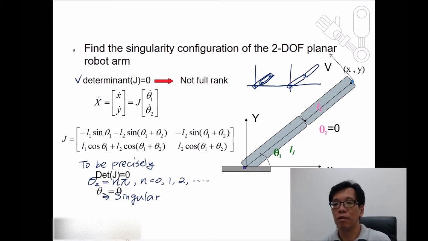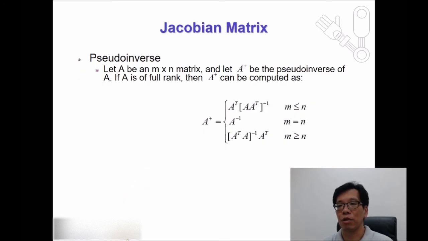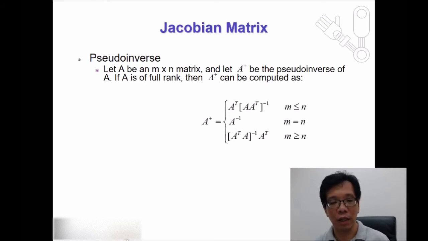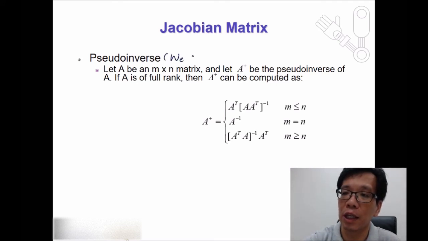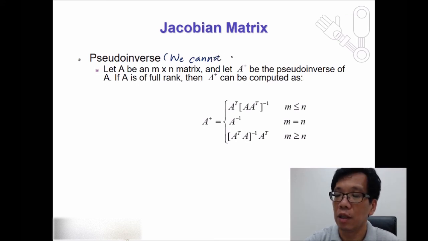Now, for the Jacobian matrix, as I mentioned earlier, in many cases it's not going to be a square matrix. So when it's not square, what are we going to do? The problem is we cannot invert a non-square matrix directly.